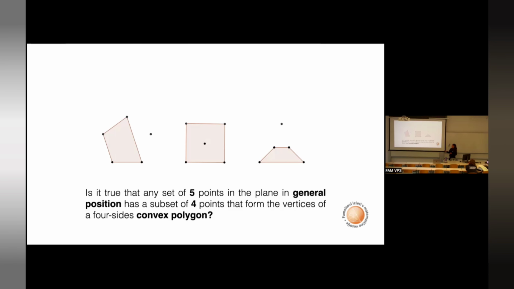So if I have 5 points that are already in convex position, it's easy: I have my 4 points forming the convex polygon. Or I have 4, which is what I was asking, or I have 3. And if I have 3 of them, the remaining 2 will form the convex polygon that I was asking for. These are the only possibilities. You can draw it differently, but basically these are my possibilities. So no matter how you put 5 points in the plane in general position, you will always have 4 points that form a convex polygon with 4 sides.